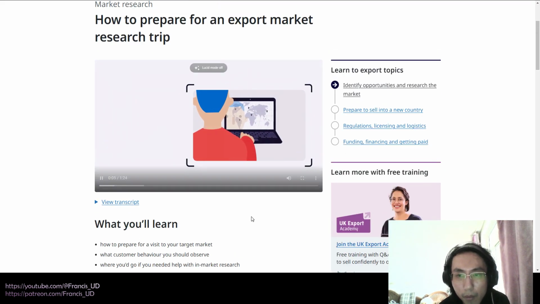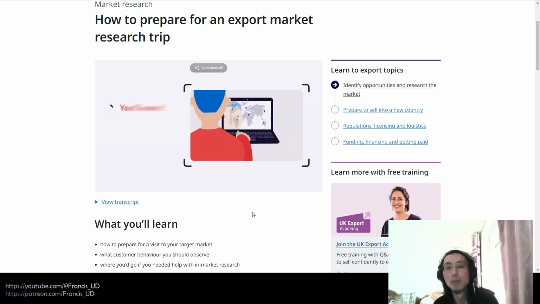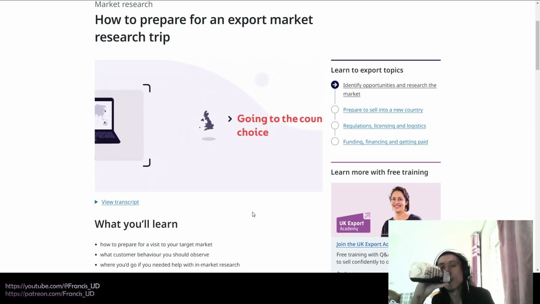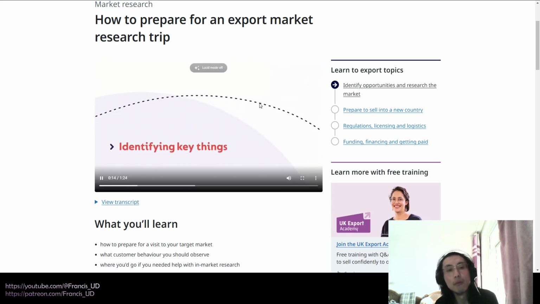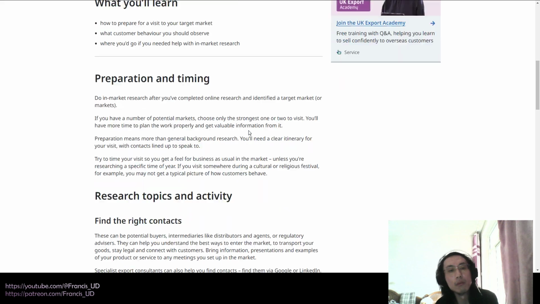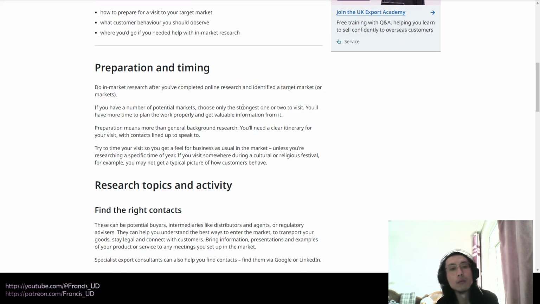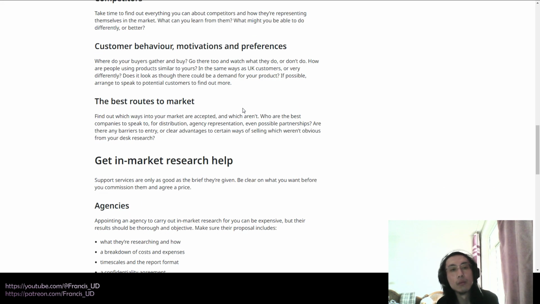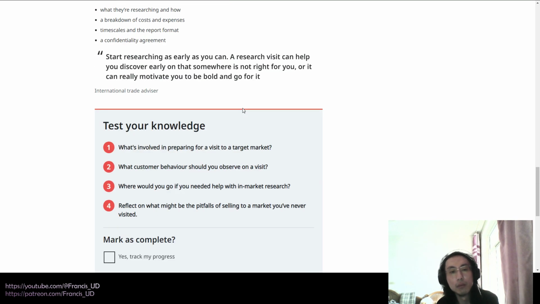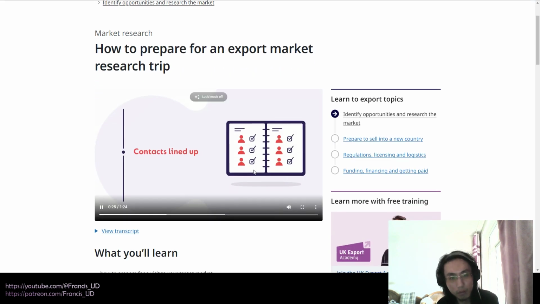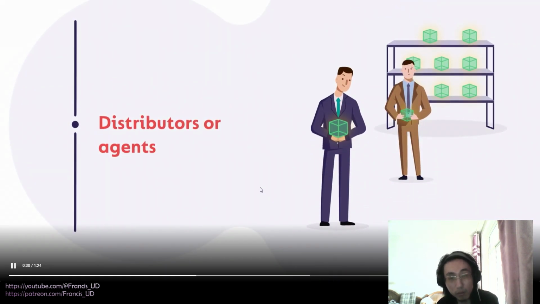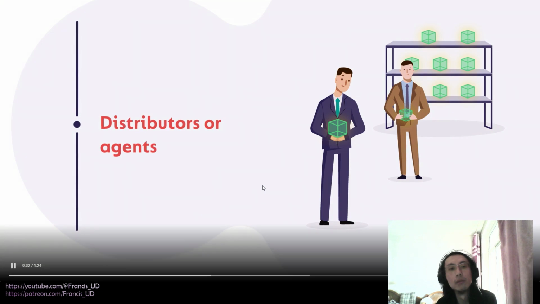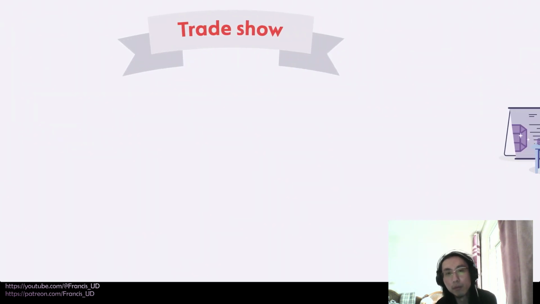Once you've completed your market research online and identified a market, you'll need to do in-market research. This means going to the country of choice and identifying key things to help you make your export plan a success. Before you set off, it's important to plan an itinerary and have your contacts lined up and ready to meet to get the best value out of the trip. You should have identified potential buyers, any distributors or agents you may wish to use, and regulatory advisors, all of whom will help you build a picture of the best ways to enter and operate within the market.